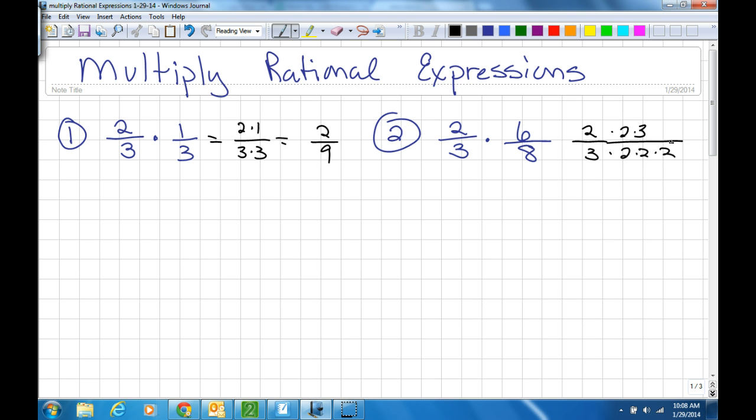Okay, so notice that I've already put them together here on one line because I'm multiplying straight across. Now, look at the top and look at the bottom. What can I cancel out? I can cancel out a set of 2's here, a set of 2's here, and a set of 3's. Okay, so my answer on this is 1/2. Any questions?